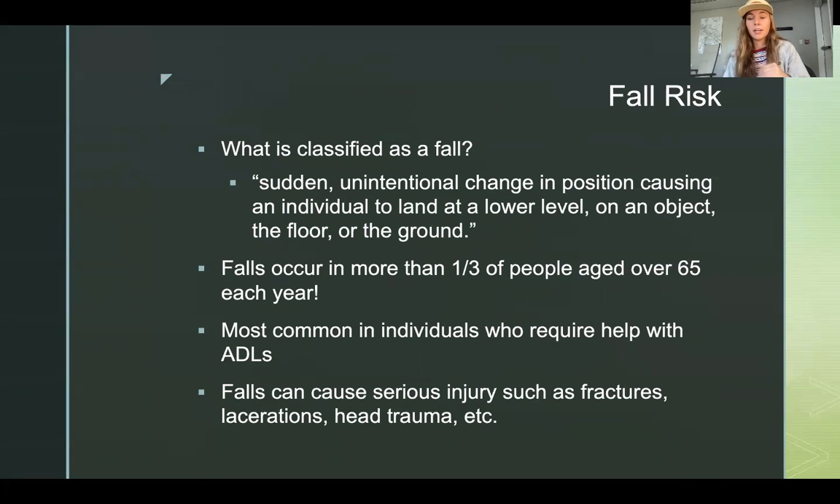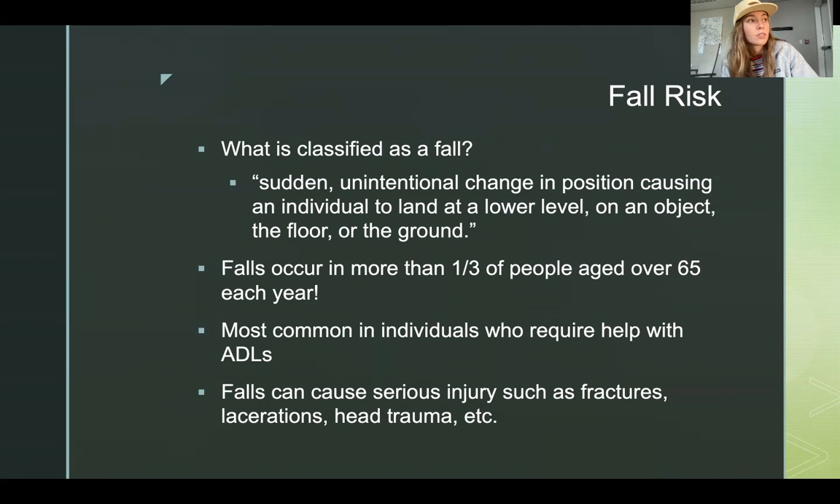So specifically, I want to talk a little bit about fall risk. To define what a fall is, in a research article I was looking at, they defined it as a sudden unintentional change in position, causing an individual to land at a lower level on an object, the floor, or the ground. And I was surprised that falls occur in more than 1/3 of people aged over 65 each year.